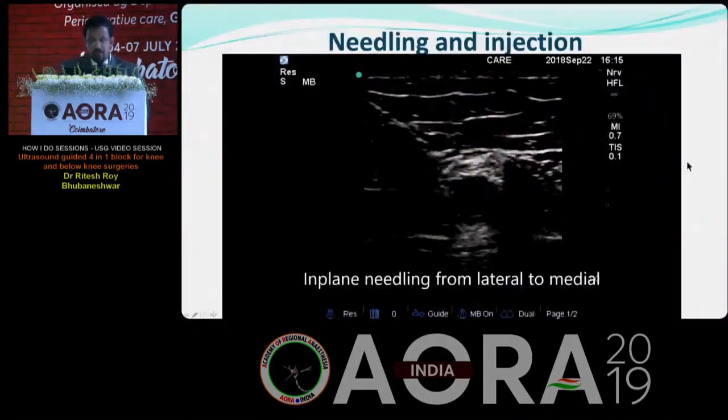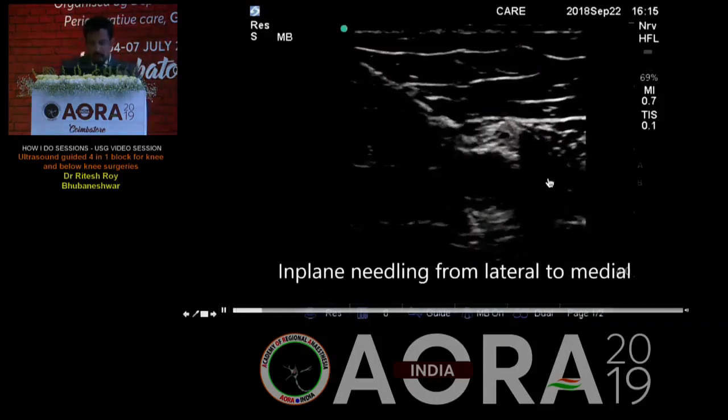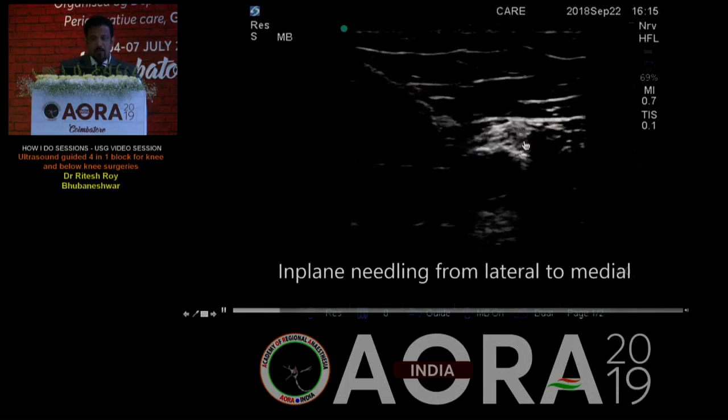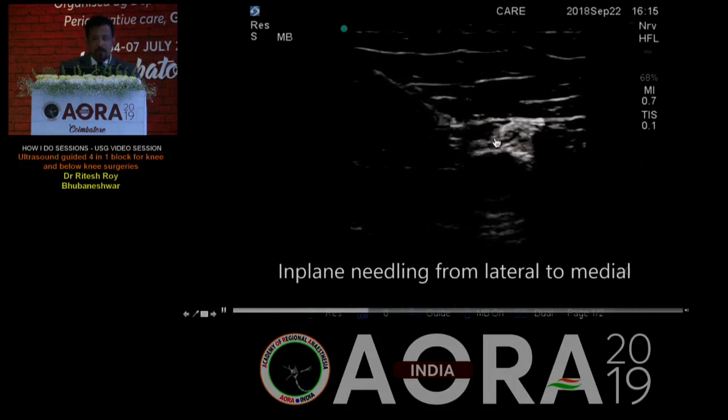We go for an in-plane needling from lateral to medial, and just above the superficial femoral artery, we place the needle tip and we inject around 30 to 35 ml of 0.2% ropivacaine with 1 mcg per kilo of dexmedetomidine. After aspiration, we inject in around 5 ml aliquots.